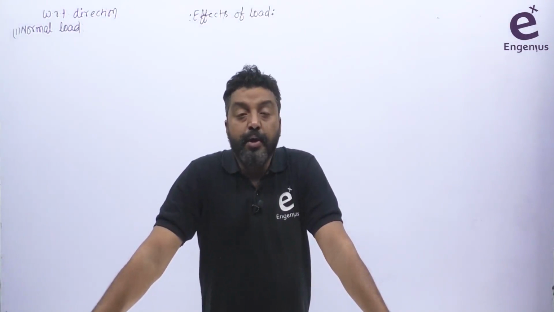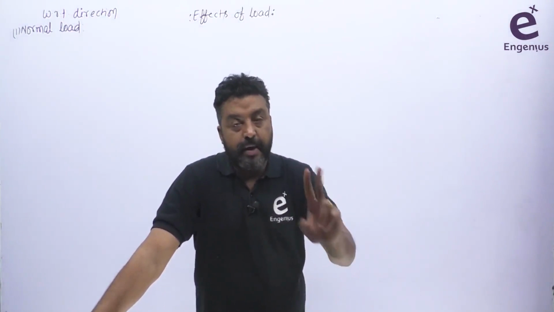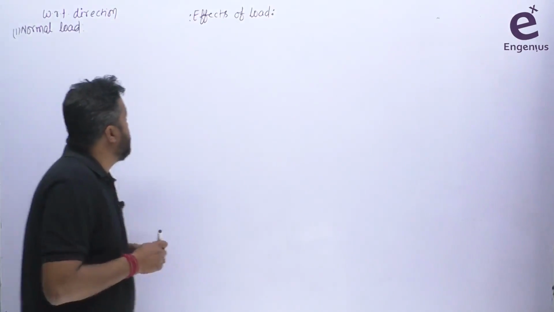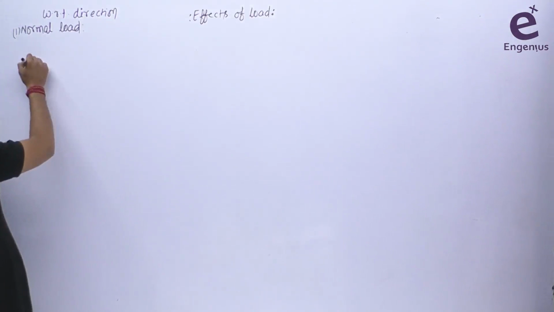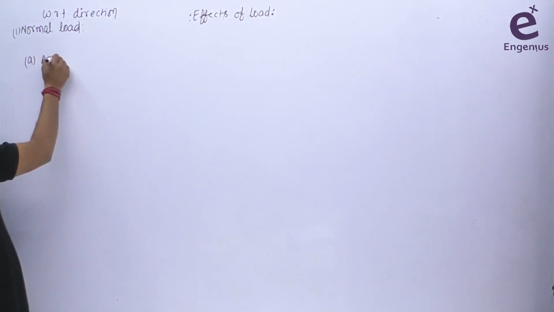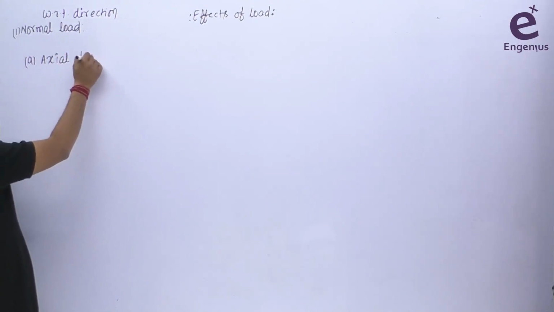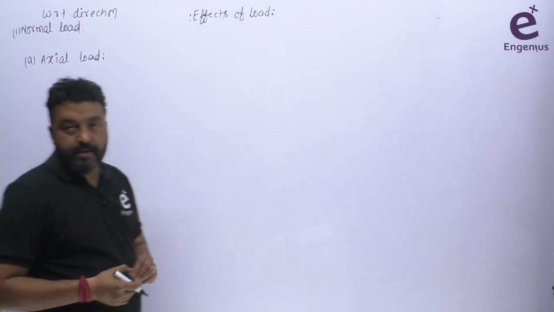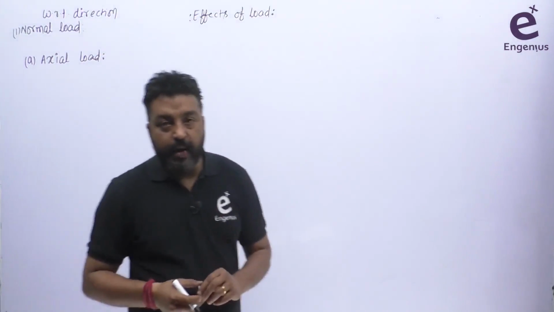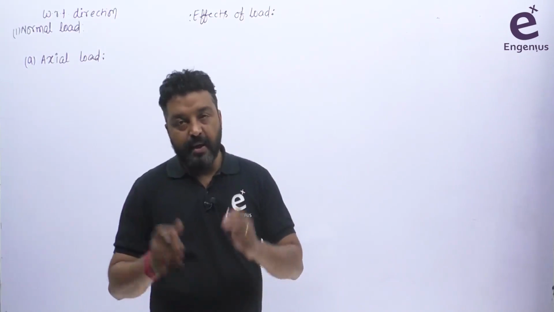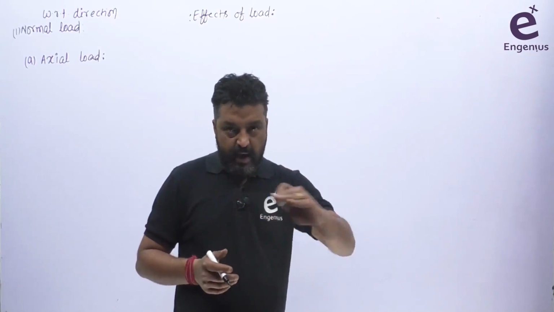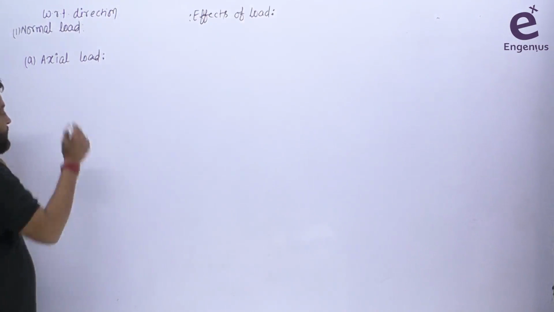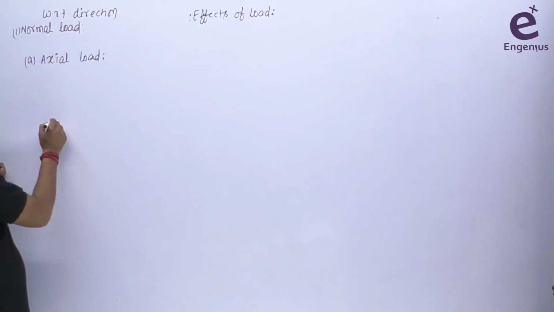Now in the normal load I told you about the two categories. The first category was axial load. So first we'll take the axial load here. So first I'm taking the effect of axial load. So what is the axial load? We all know axial load is the normal load first of all, and definitely it will act along the axis of the member, that is the longitudinal axis. So let's try to understand what is the effect of this load on the member.